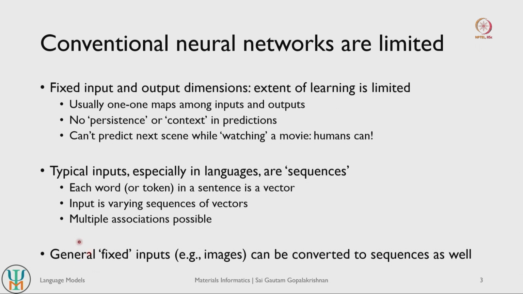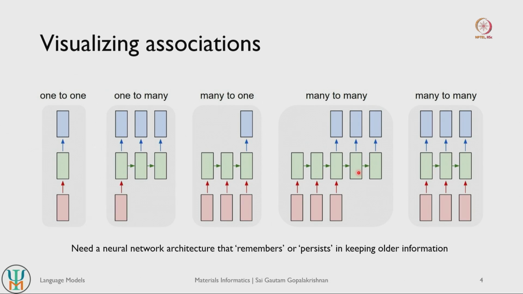So fixed inputs can also be converted to sequences as well. As long as we can construct a neural network framework that can model sequences, they can be used for multiple tasks as well. Okay. To visualize associations between input and output, the green blocks here refer to some kind of neural network or learning architecture. The red blocks are your inputs and the blue blocks are your outputs.